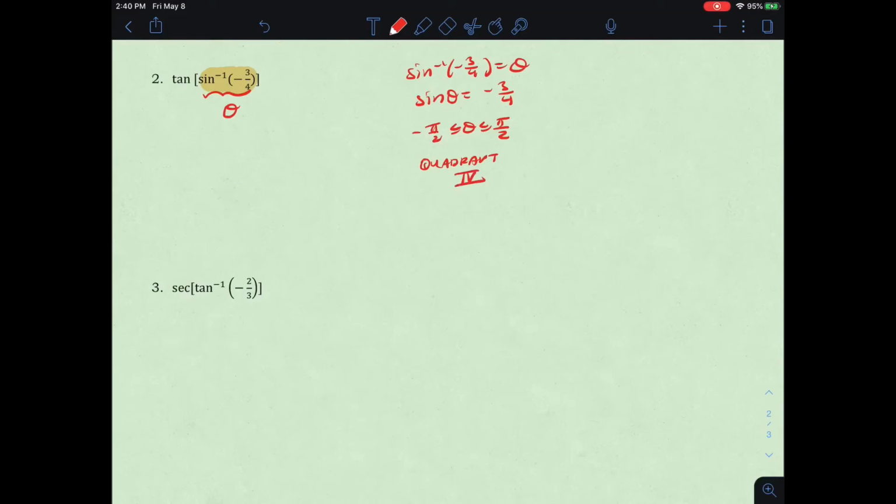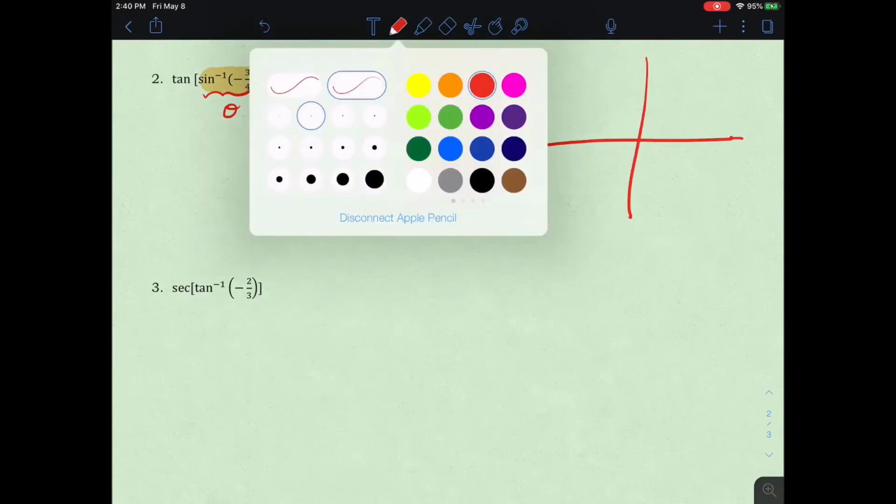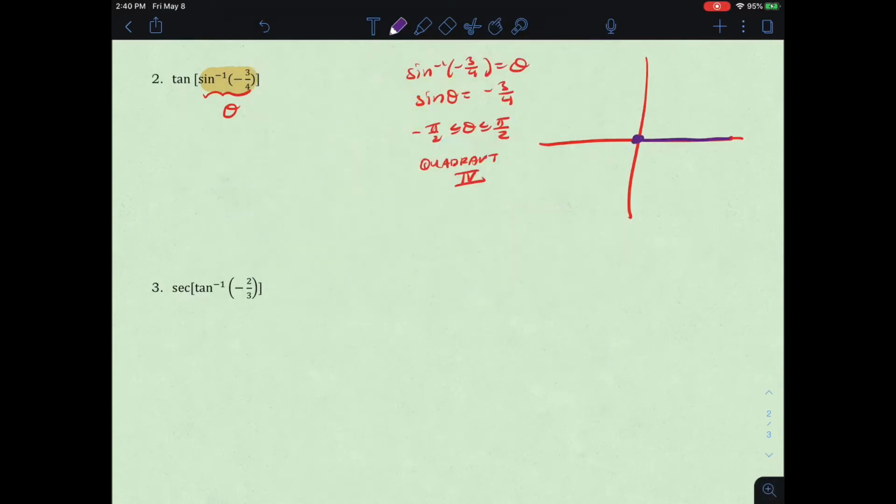Quadrant 4 is where sine takes on negative values. You can always use all students take calculus. So once again, I'm going to draw my right triangle. Let me call this theta. Now from there, I know that sine is opposite over hypotenuse. So I'm going to label the opposite side 3 and the hypotenuse 4. And then from there, you'll use the Pythagorean theorem to find the third side, which you should get to be square root of 7. Now from there, I'm going to rewrite this as tangent of theta.